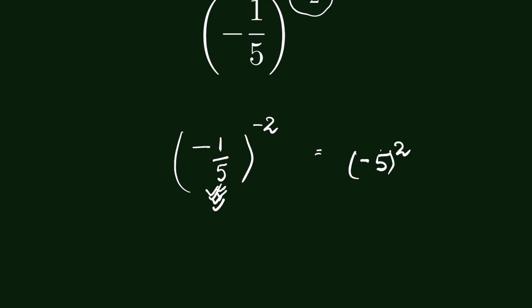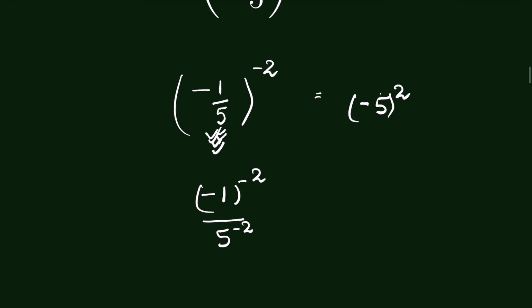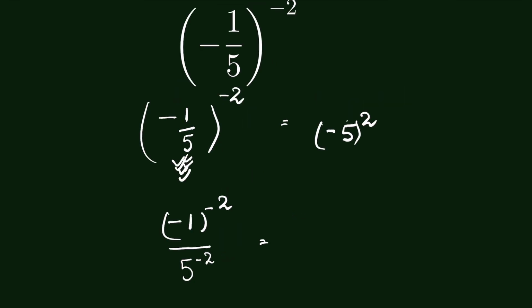We can also write it as minus 1 raised to the power of minus 2 and then upon 5 raised to the power of minus 2. It's like this. Then minus 1 raised to the power of minus 2 means minus 1 times minus 1. And then 5 raised to the power of minus 2 means 5 times 5, because we have to write the multiplicative inverse of 5. So it is minus times minus, plus, and then 5 times 5 is 25. So it will be 25, a positive number.